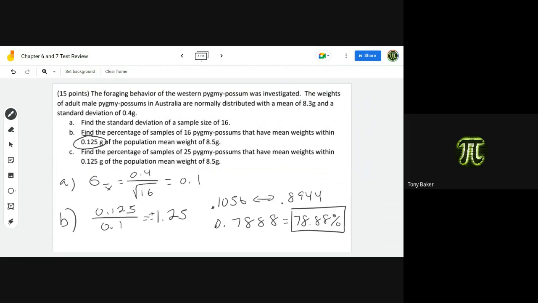So 78.88% of my samples will have a mean within 0.125 of the actual population mean.